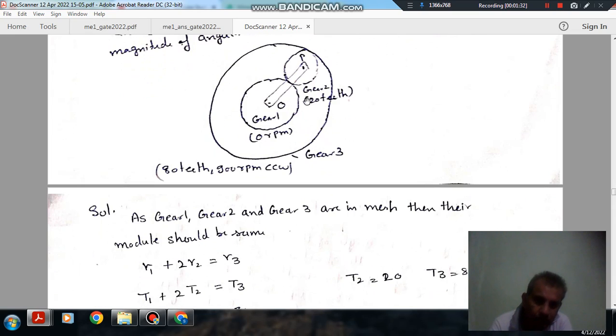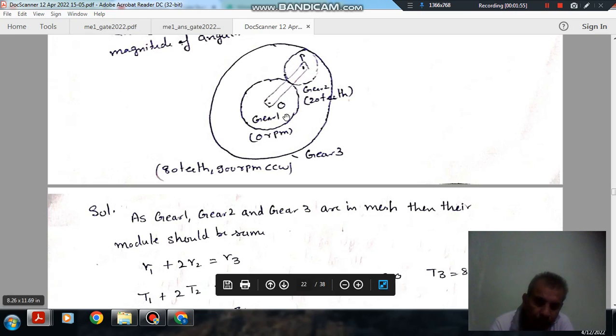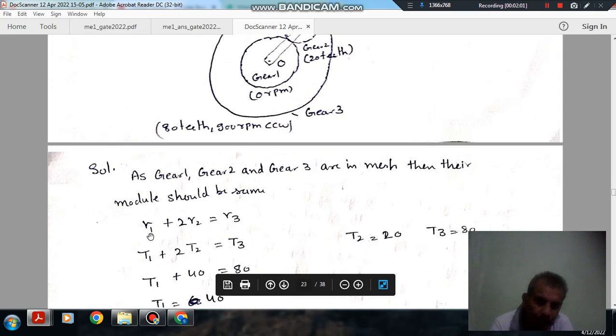Okay. So now the teeth of gear 3 and gear 2 are given. So we have to find out the teeth of gear 1. As these three gears are in mesh, their module will be the same. So if module is the same, then this is R1, the radius of gear 1, and this is the diameter of gear 2, 2R2, and this R1 plus 2R2 is your R3. As module is the same, R1 can be written as T1, this is your T2, and this is your T3.